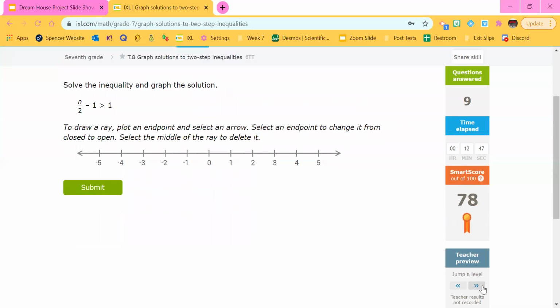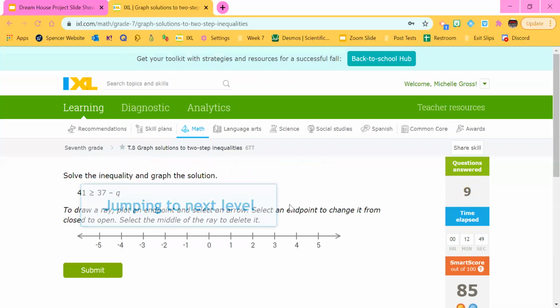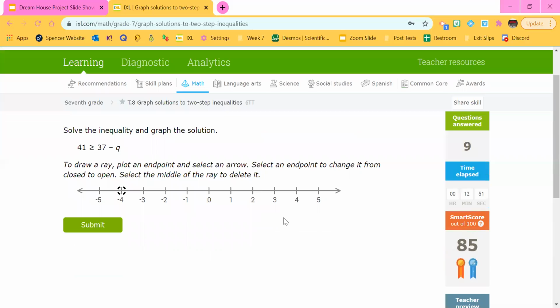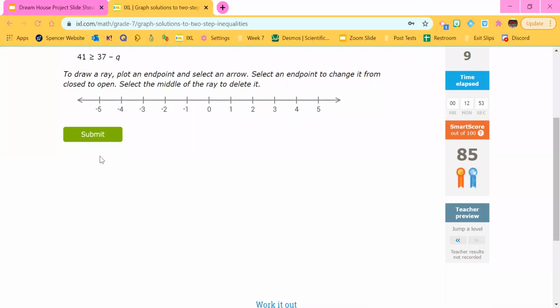All right, let me jump a level. Let me jump a level. There we go. There's a negative. That's a good one. Goodness gracious. All right, do you want me to go ahead and do this one? Sure. If you want me to, I can do it. I'll let you do this one because I want to make sure you're showing them the right way.